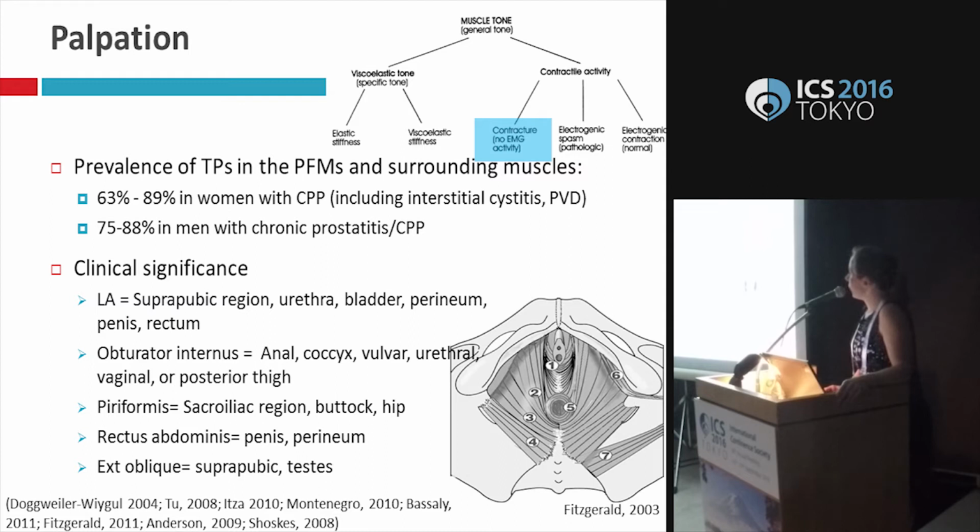As my colleague presented earlier, there's also a trigger point problem in patients with chronic pelvic pain. There's a high prevalence of trigger points, 63 to 89% of our patients. And most of you are physios, so you know that there is a pain referral pattern: sometimes a trigger point gives pain elsewhere, like the levator hiatus referring to the suprapubic region, the urethra, the bladder, perineum, the penis, and the rectum. So sometimes just the trigger point can be the cause of pain elsewhere. Same thing for the obturator internus, the piriformis, the rectus abdominis, and the external oblique. All these are well-known pain referrals.